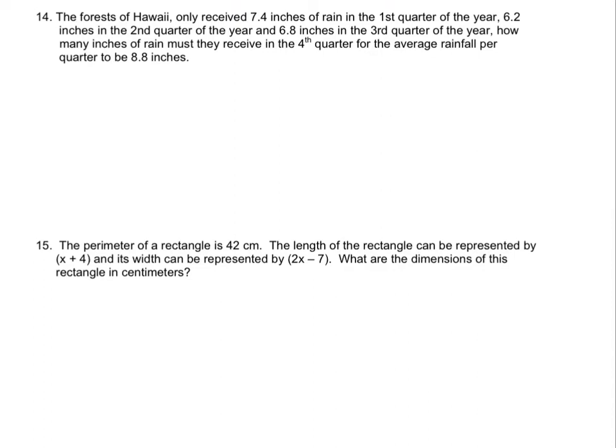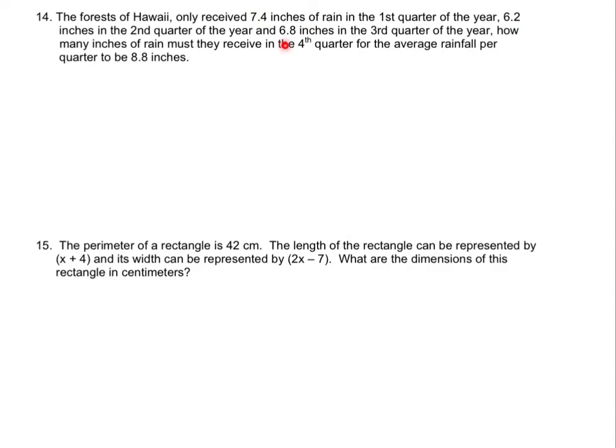There's a couple things that I've noticed when I'm reading this problem. We have 4 quarters, right? First quarter, second quarter, third quarter, fourth quarter. So we're talking about all of that rain added together, and then we need to find the average to be 8.8 inches. I also noticed that they only gave us 3 of the 4 values for the amount of rain in inches. So we're missing the fourth quarter.